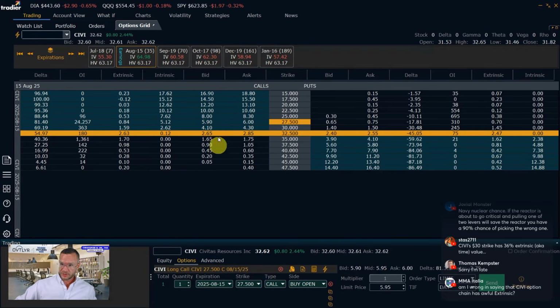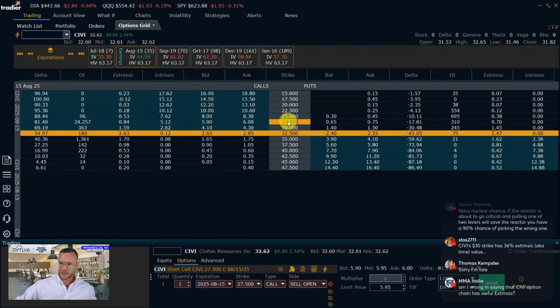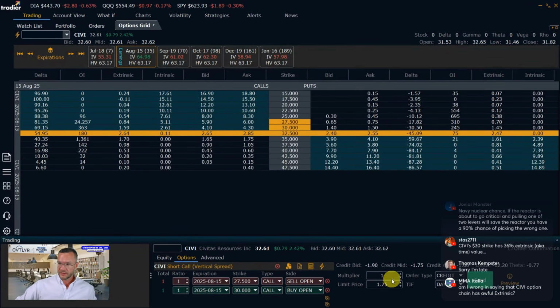If we do this, the way that it would look is, you make sure it's, yeah, okay. We would sell to close by clicking the bid button. Let's say you already are holding 27.5s. You would sell to close here, buy to open here. Now that looks like it takes in a credit of $1.75. We've got 363 open interest.